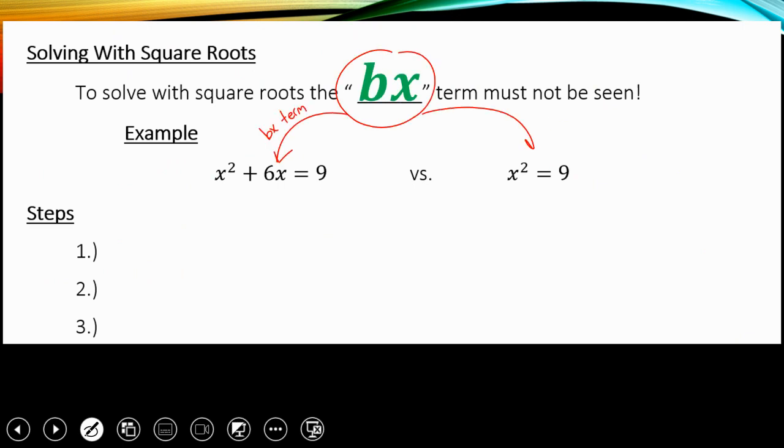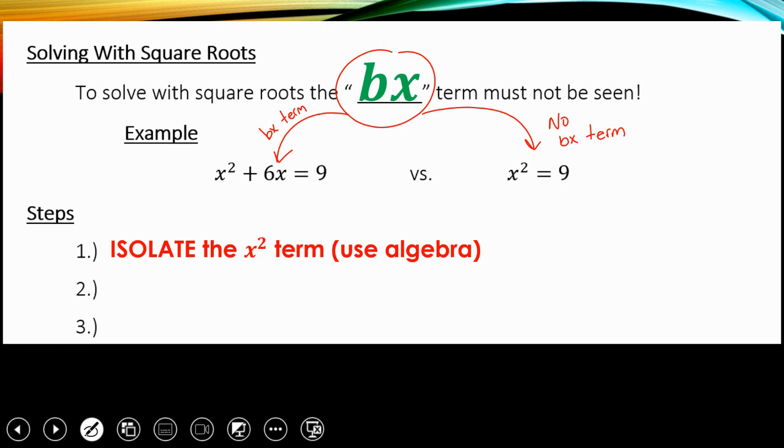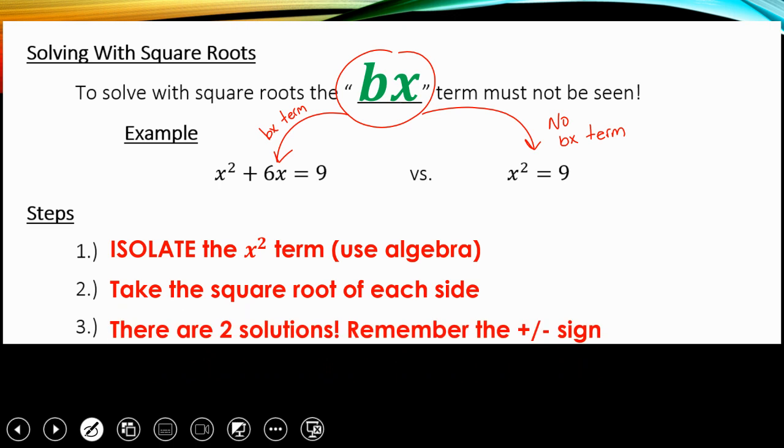Pause and write your steps. Okay, to use the square root, there can only be an x squared term, not an x term, no b term there. So step 1, isolate the x squared. Step 2, take the square root. Step 3, 2 solutions. Okay, remember isolate means get by itself.